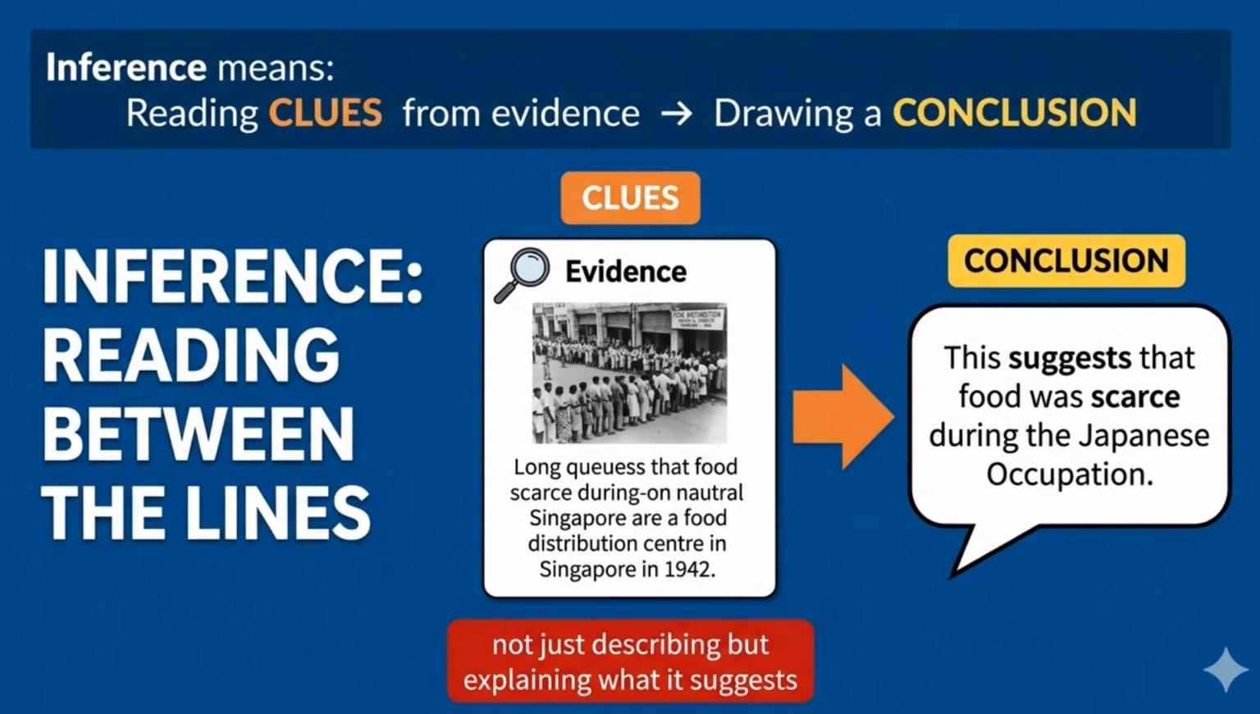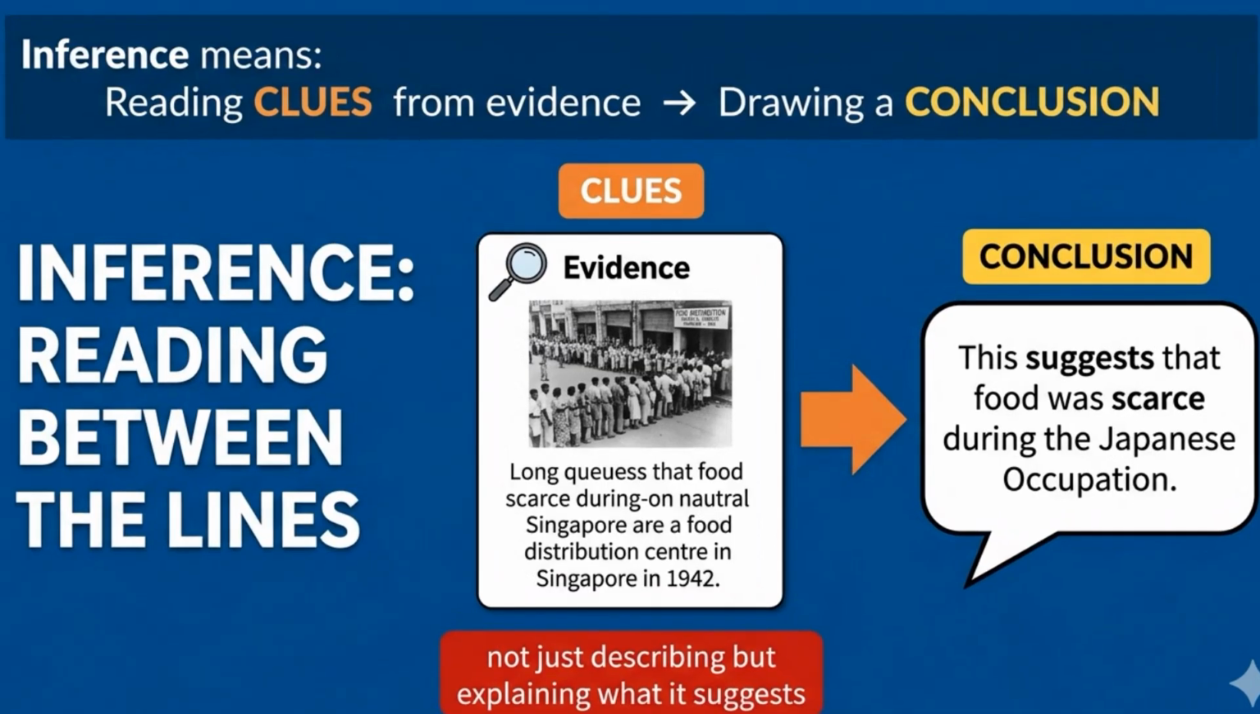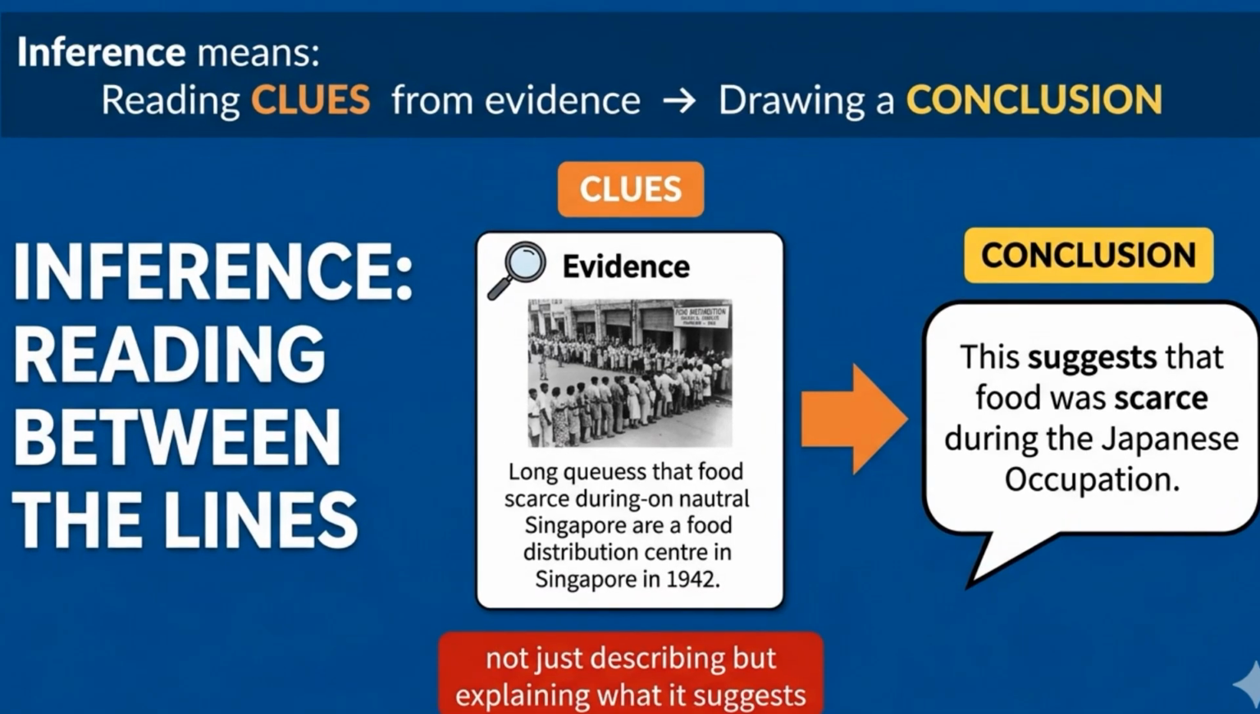Now let's look at one of the most important skills you will use in your history exams, inference. Inference means reading clues from evidence and drawing a conclusion. It is not just describing what you see, it is explaining what the evidence suggests beneath the surface. Let me show you the difference.